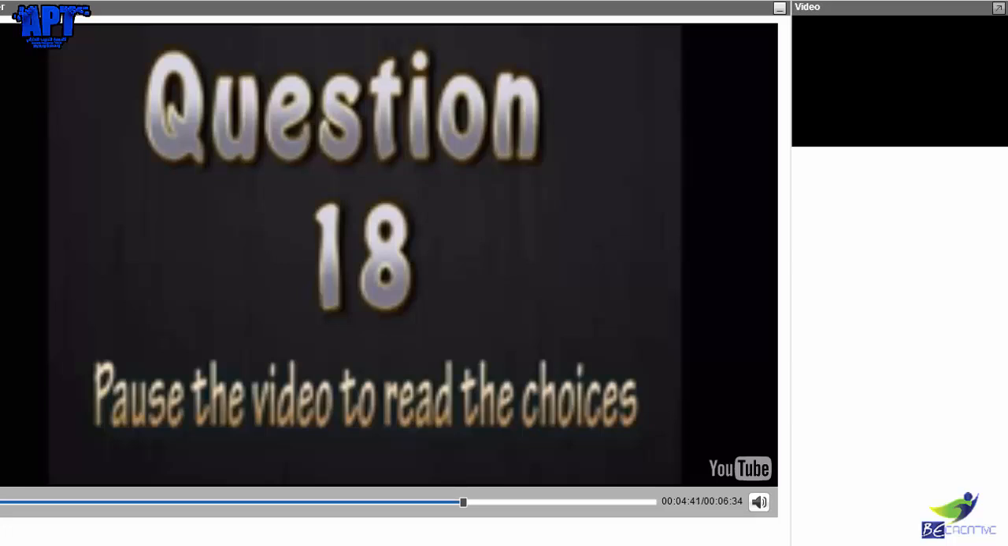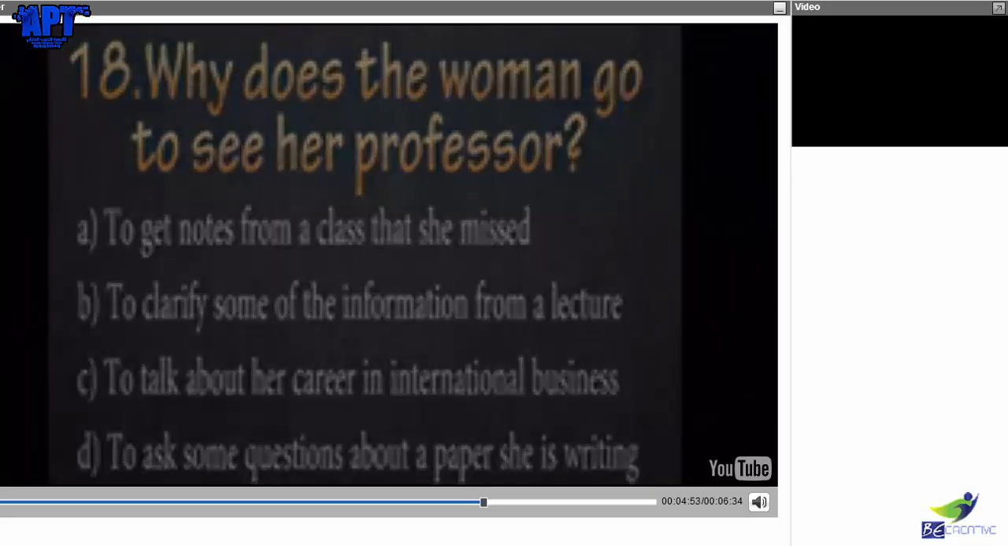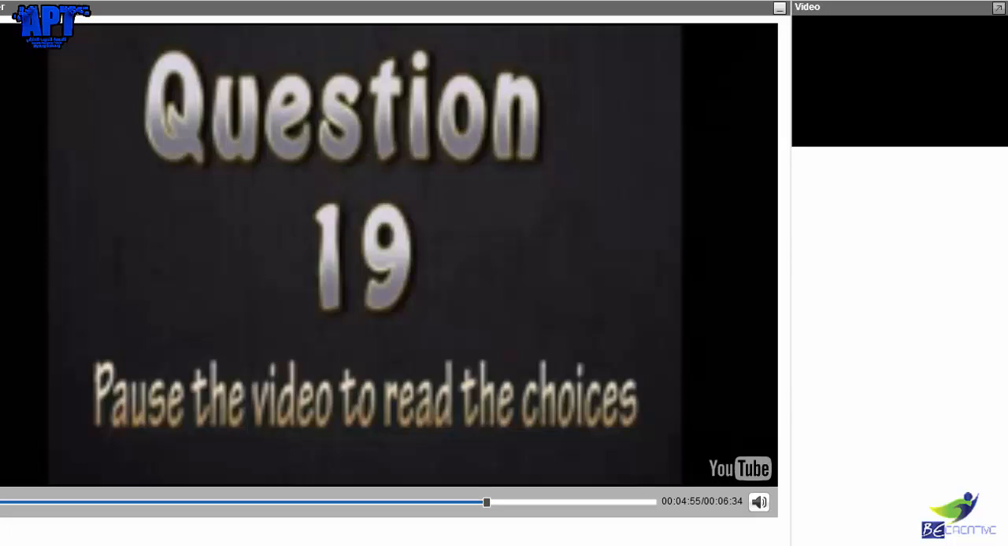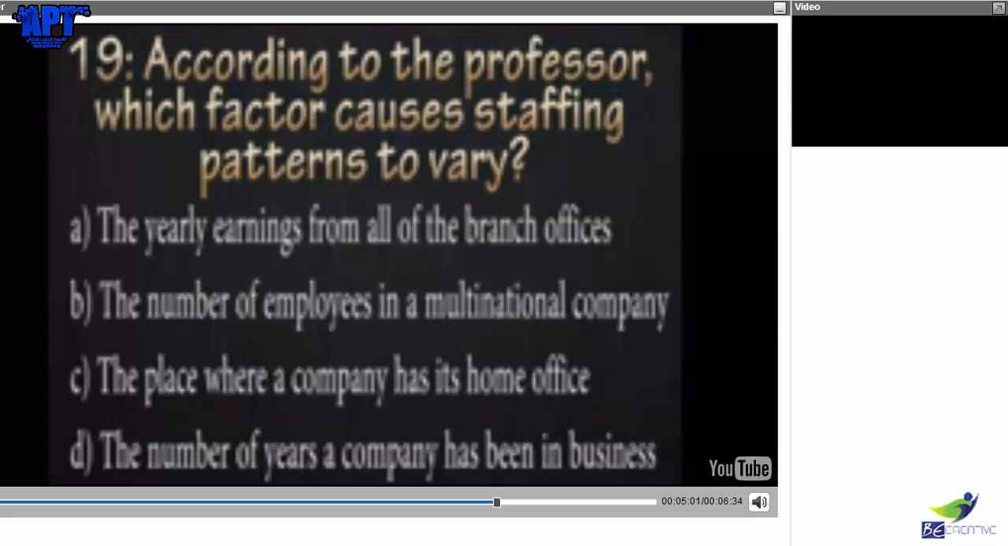(18) Why does the woman go to see her professor? 19. According to the professor, which factor causes staffing patterns to vary?